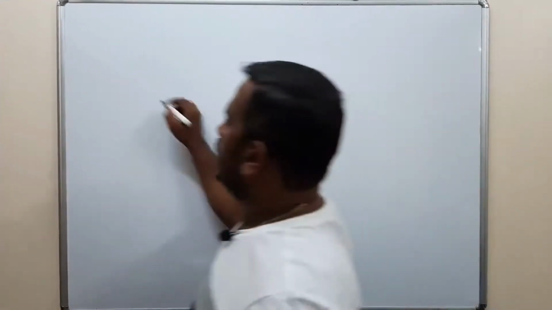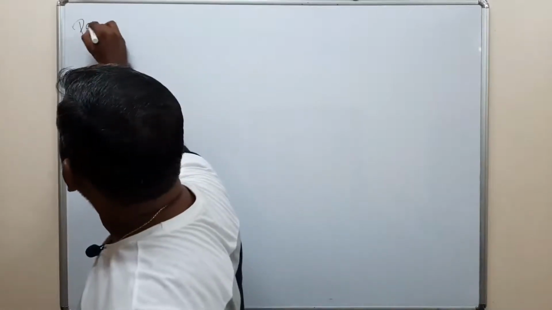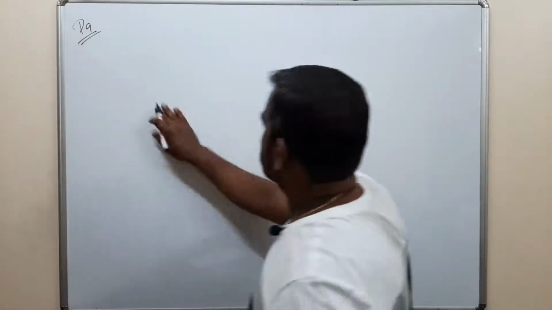So the next is the 9th problem. Consider a velocity time graph.